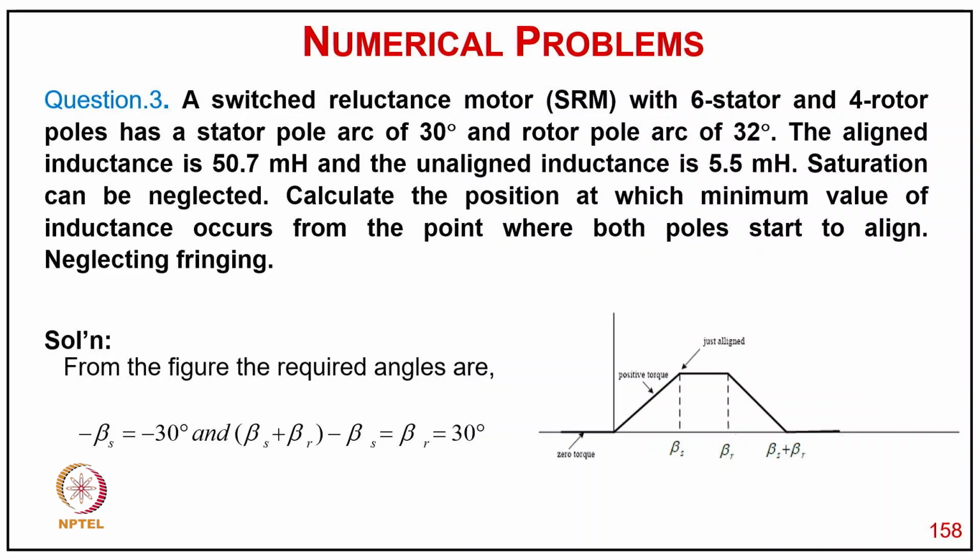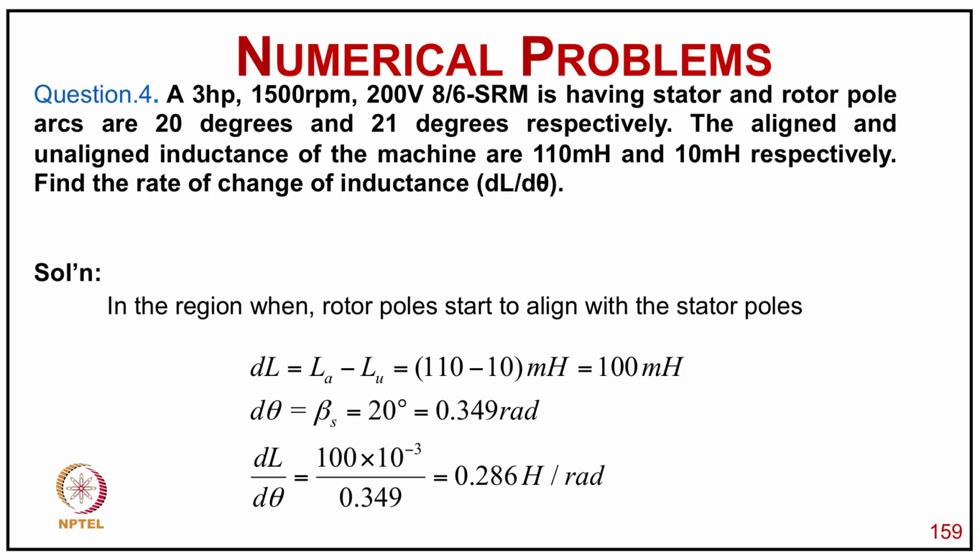So from the figure, minus beta s equal to minus 30, so beta s plus beta r minus beta s equal to beta r, that is 30 degrees.